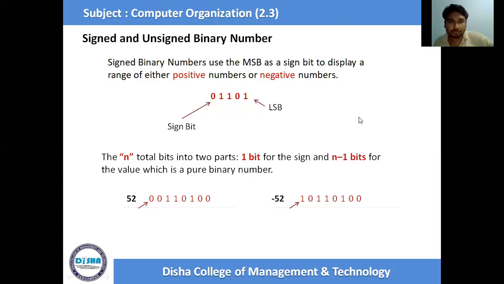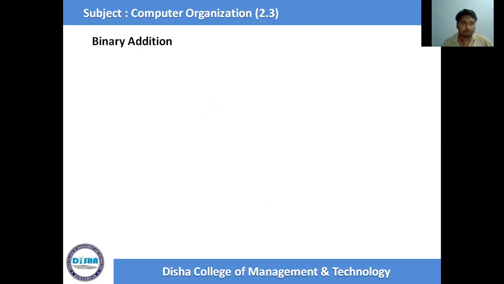I think you got a few ideas about the sign and non-sign, what is the importance of sign or non-sign numbers, and how we use the sign number, how we get the sign number of a binary number. So let's do some operations, the four operations: addition, subtraction, multiplication, and division. That is very easy. So let's see the addition. For binary addition, or any addition, we need two values, let's say A and B.